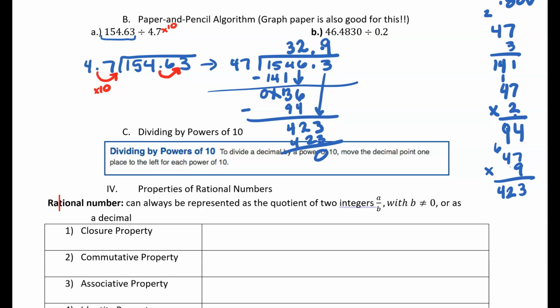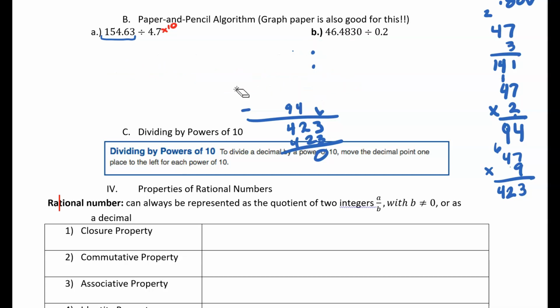So I'm going to erase this, so you can pause the video if you need to write this down. I'm going to erase this so that I have some room to do the next one. Okay, so for the next one, I'm going to do the same thing, and I'm going to write my division problem.